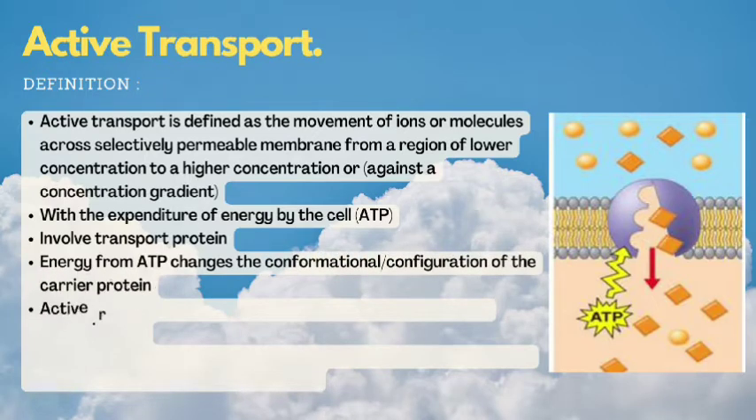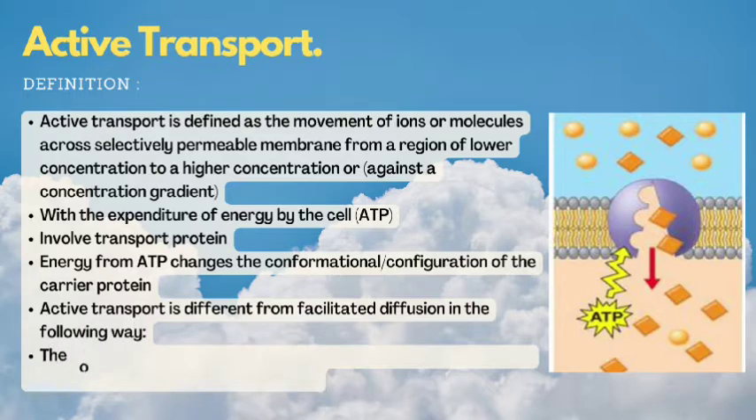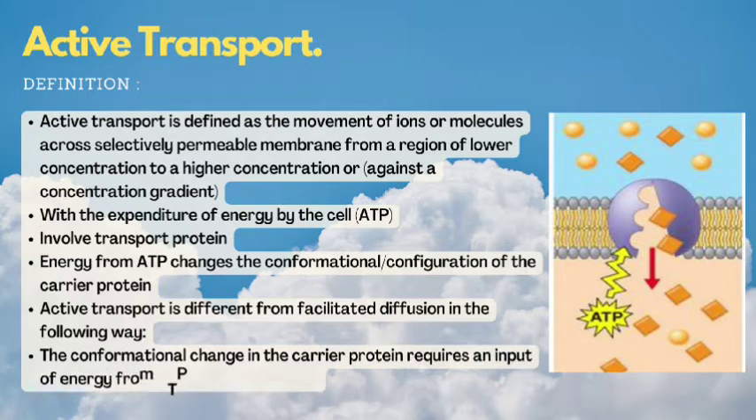Active transport is different from facilitated diffusion in the following way. The conformational change in the carrier protein requires an input of energy from ATP, which is phosphorylation.